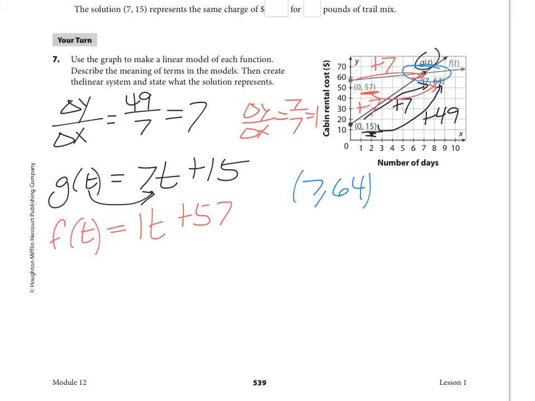Okay, now what do these mean? So you've got to look at the axis here. Number of days. So after 7 days, what? The cabin rental costs. The two companies are going to charge me $64. So if I rent from both these cabin places, wherever, whatever they are, for 7 days, then they'll both charge me $64. Who's cheaper at the beginning? Again, G of T is cheaper. It's below this one because, why? The startup fee is less.